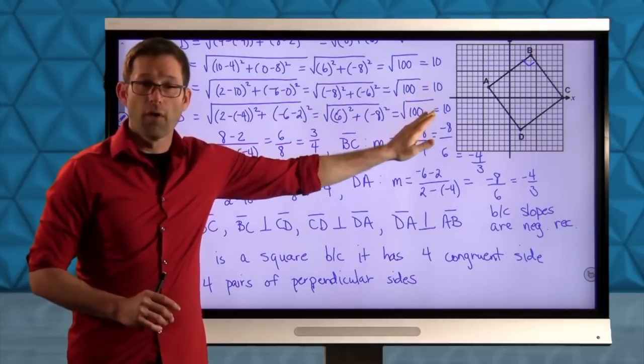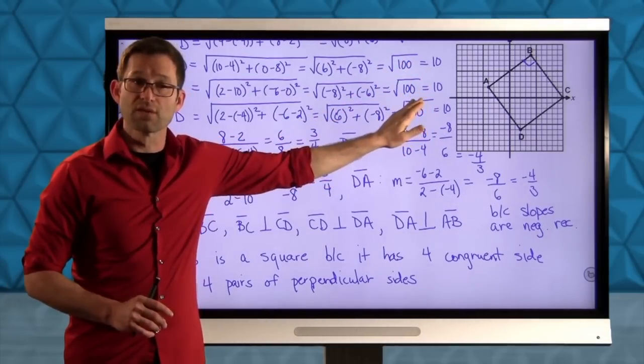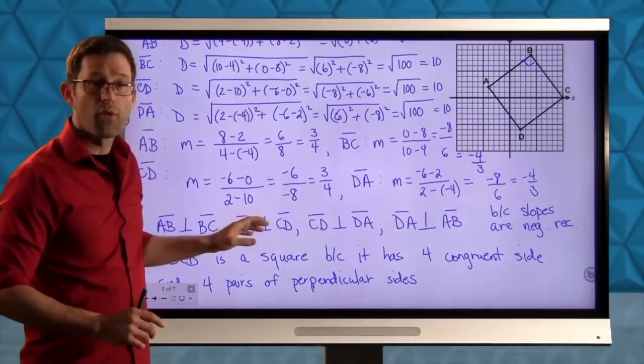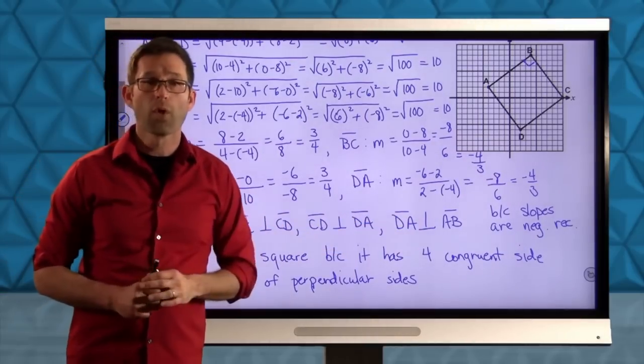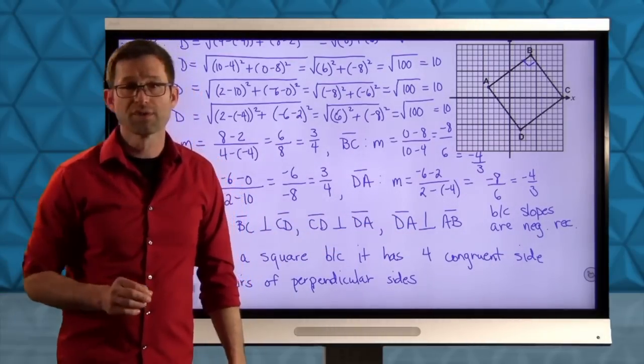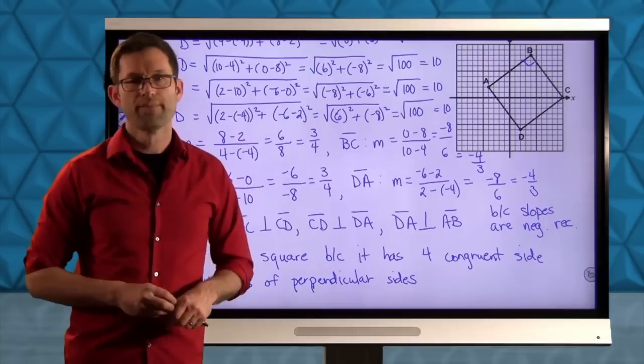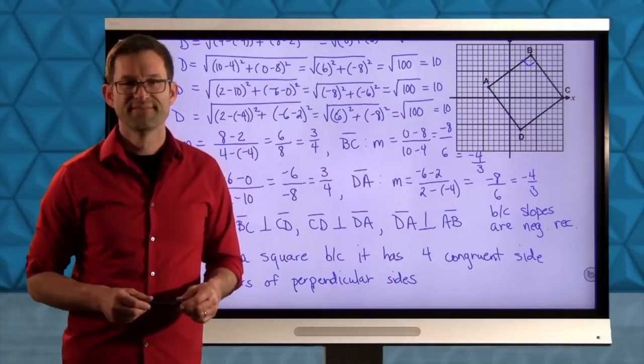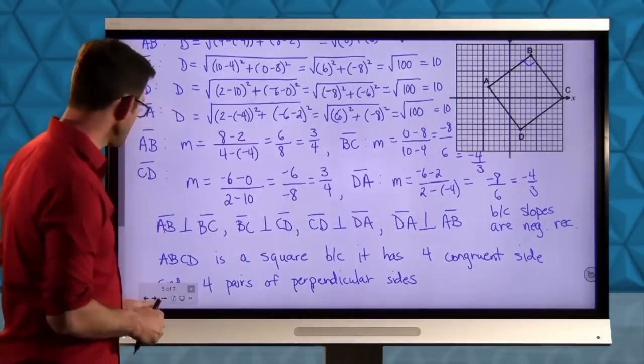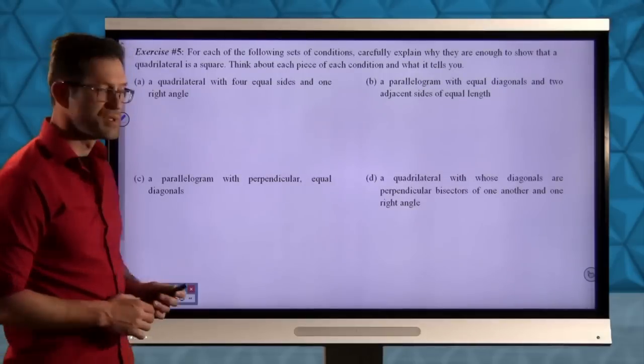We established that all 4 sides are the same length using the distance formula. Then using the slope formula, we established the fact that we've got 4 pairs of perpendicular sides, or 4 right angles, however you want to think about it, and therefore we have a square. All right. Let's go on and do one final exercise.